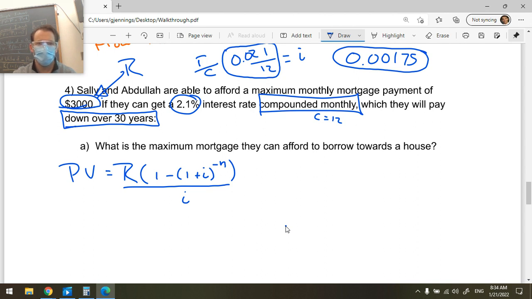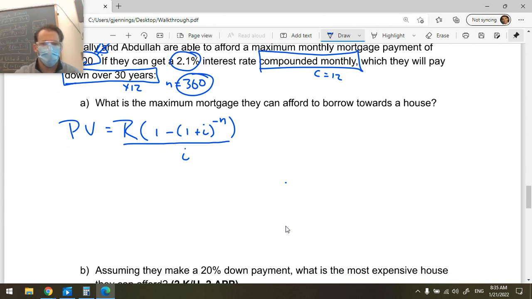And the time t is 30, so n is 30 times 12. Again, it's 360. Okay, 360 is our n because 30 times 12, because we're going to multiply t times c. Okay, so now let's plug that in. We want to know what's the maximum mortgage they can afford. And so here we go. The present value that they can afford to borrow is equal to $3,000, their monthly payment, which they will make 360 times over the lifetime of their mortgage.